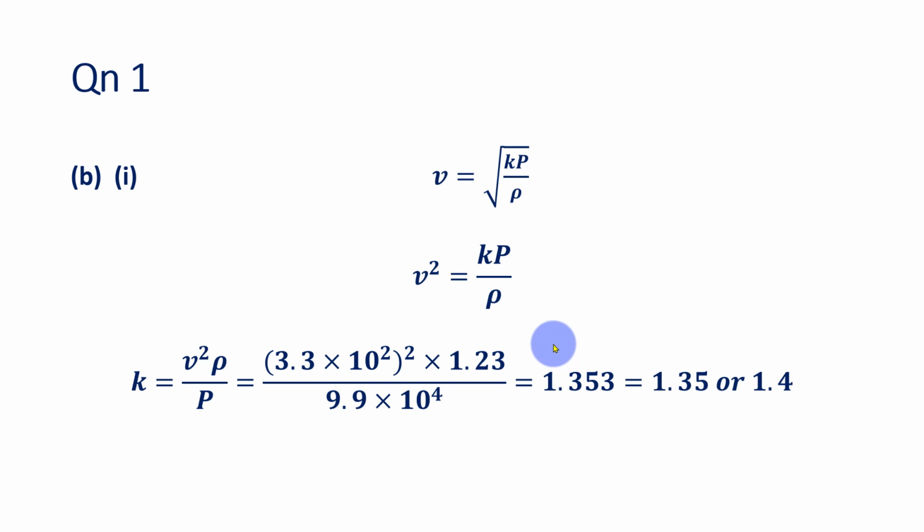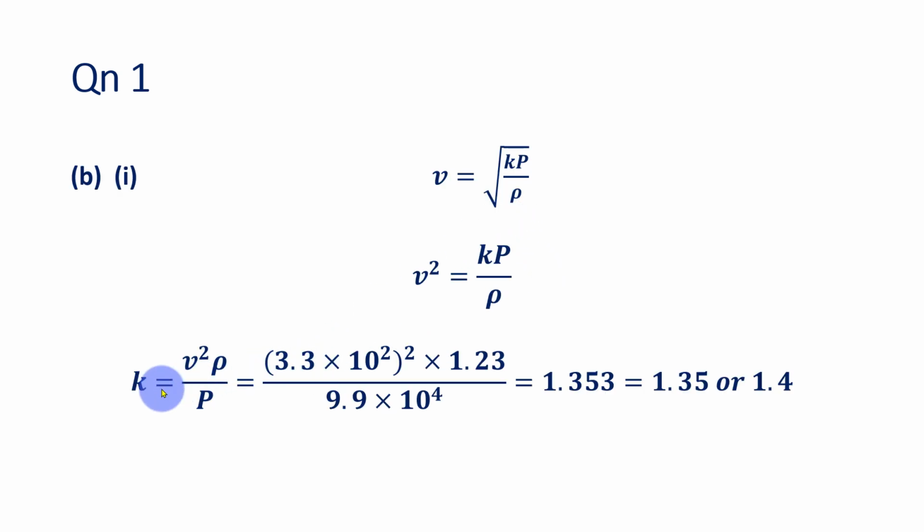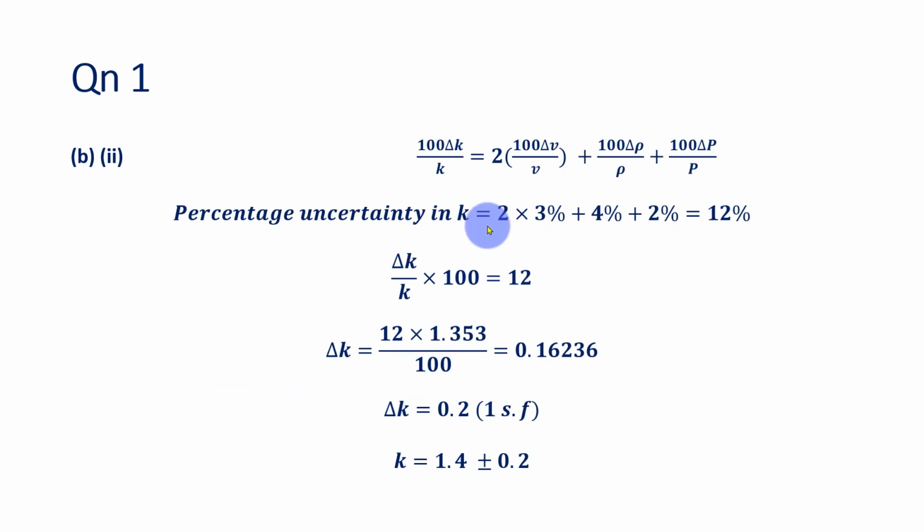Now let's go to the part which is the actual business of this question, how to calculate the absolute uncertainty in K. Again here, from the equation which is given here, K is equal to V squared ρ over P, we notice that the absolute uncertainty in K will be given by 2 times the absolute uncertainty in V plus the absolute uncertainty in ρ plus the absolute uncertainty in P. Now because we want percentage uncertainty, then we'll notice that the percentage uncertainty in K is equal to 2 times the percentage uncertainty in V plus the percentage uncertainty in ρ plus the percentage uncertainty in P. And that is what we have here.